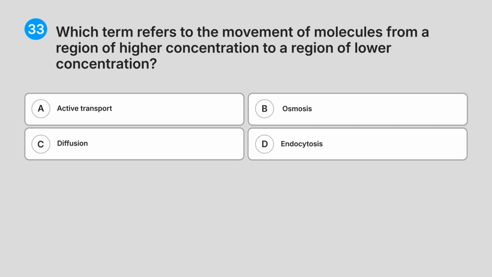33. Which term refers to the movement of molecules from a region of higher concentration to a region of lower concentration? A. Active transport. B. Osmosis. C. Diffusion. D. Endocytosis. Do you know the answer?